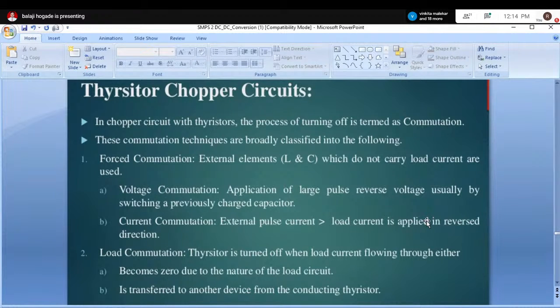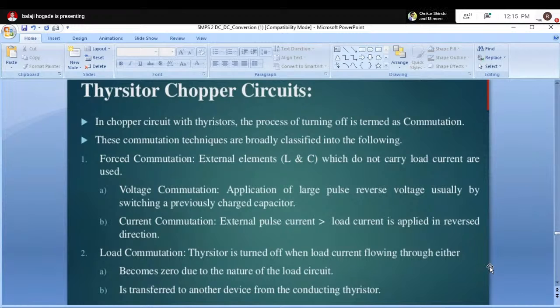And in current commutation choppers, an external current pulse is used and the load current is applied in the reverse direction. That means the commutation current flows in the direct opposite direction of the load current, and that device can be turned off.